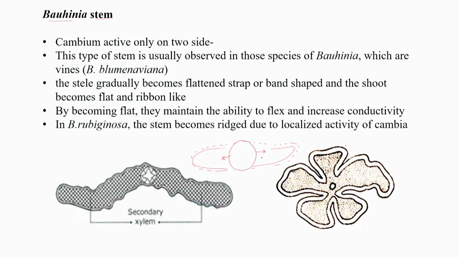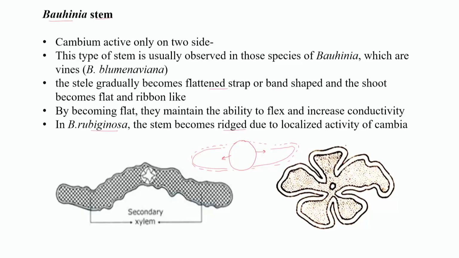Okay. So in some species of Bauhinia, they become flat or strap like, whereas in other species of Bauhinia, it forms a ridged structure. See, in this case, cambium is forming tissues on all sides, but it is giving rise to tissues in different proportion at certain points. So it is forming ridge like structures. Okay. And this ridge like structure is definitely due to abnormal activity of the cambium.